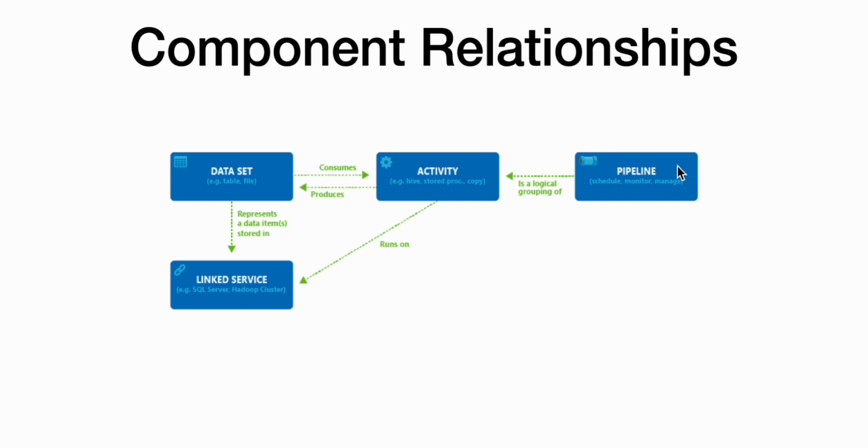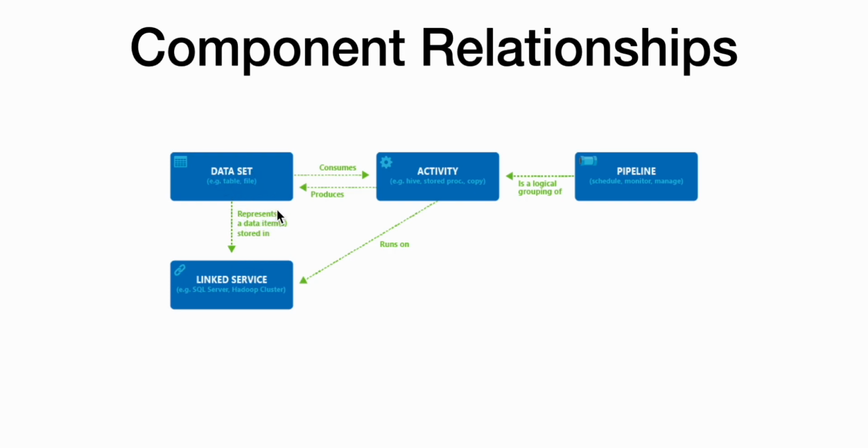On the right hand side, if you see, we have a pipeline which can be managed, scheduled, and monitored. And a pipeline, as I said, is a logical group of activities. These activities run on top of the linked services, or they use the linked services, and these activities have the capability of consuming the data from an external data source using datasets and linked services, and they can also produce that data into an external source.